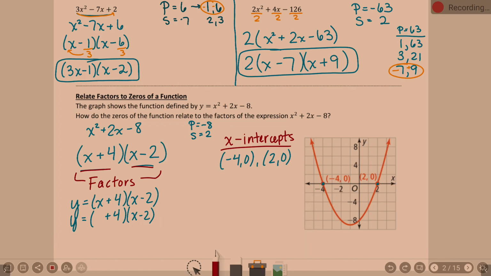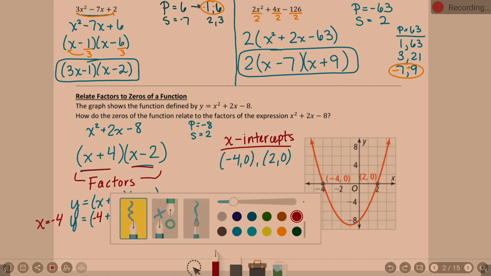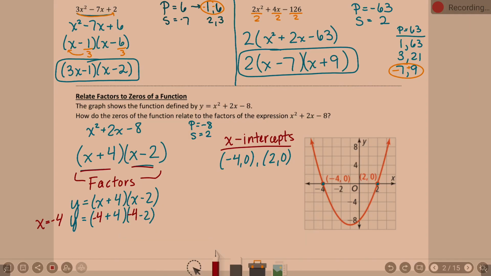If I use x equals -4, first of all, if I put -4 in for x, and it's supposed to be in for both x's, I just spaced it here. So if we put in -4 for x, what happens there? -4 plus 4 is 0. -4 minus 2 is -6. And 0 times -6 is 0, yes? Thus an x-intercept.